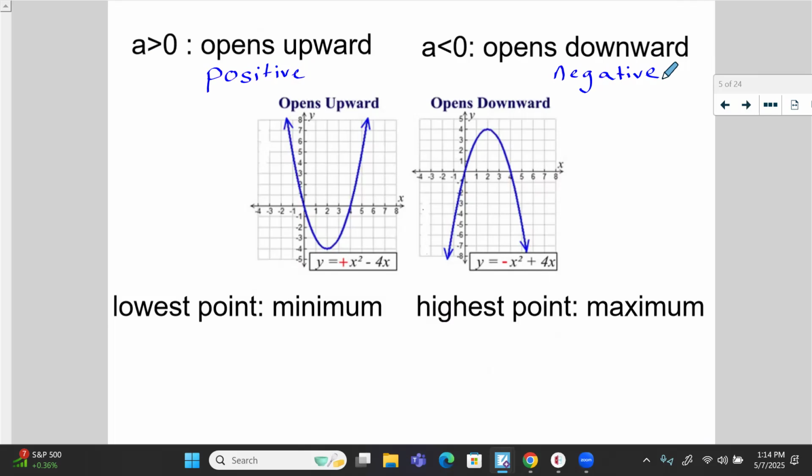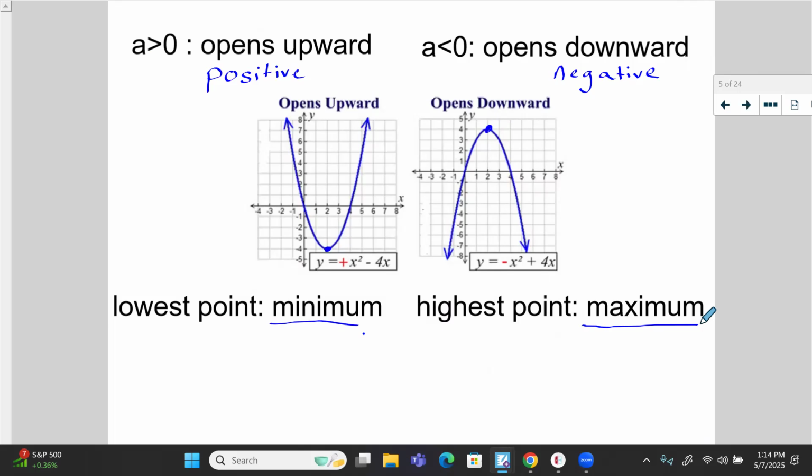The other things to identify, because we're going to talk about these, is that if your graph opens up, it has a lowest point. This lowest point is called your minimum. And if your graph opens down, it has a highest point, and that's called your maximum. And we're going to learn how to identify those as well.